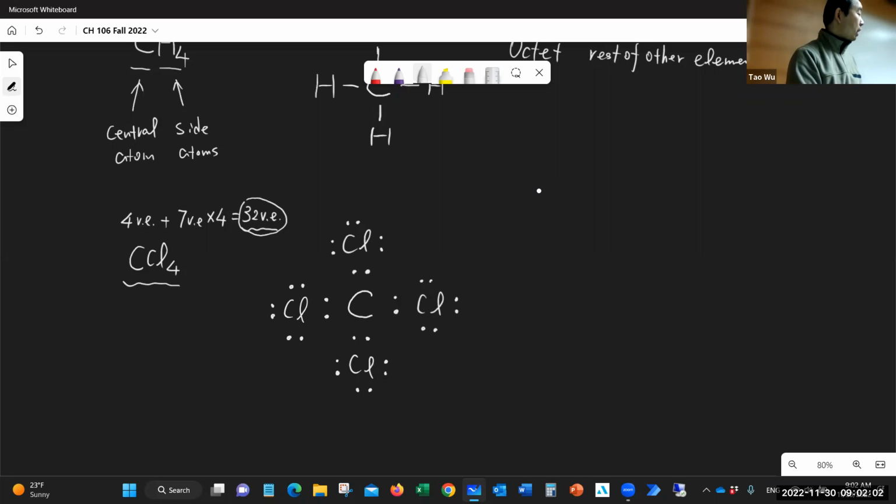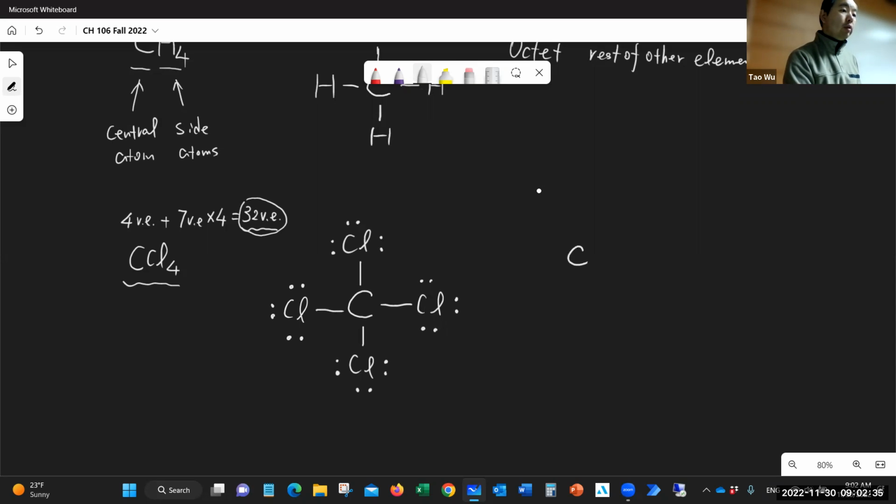Then we need to double check: is this the correct structure? For each of the chlorines, yes, they have 8 electrons. For the central carbon, yes, it has 8 electrons. So all of the elements follow the octet rule, and that's perfect. Then what are you going to do? You remove those shared electrons and write a bond, a single bond. So that is the Lewis structure for CCl4.